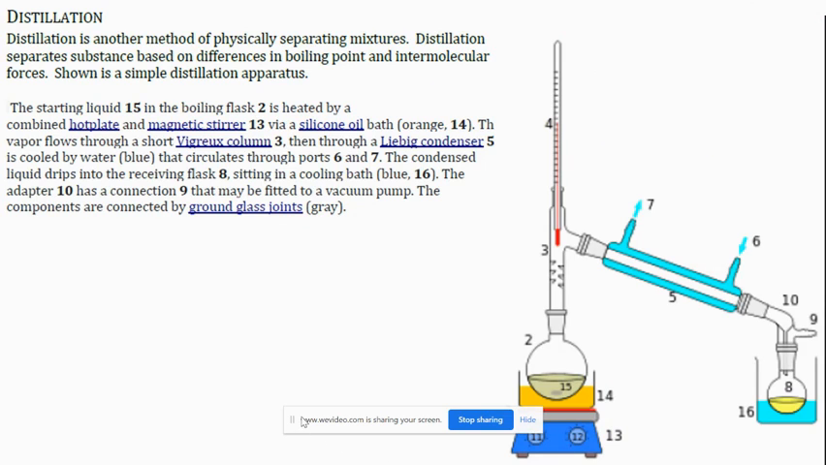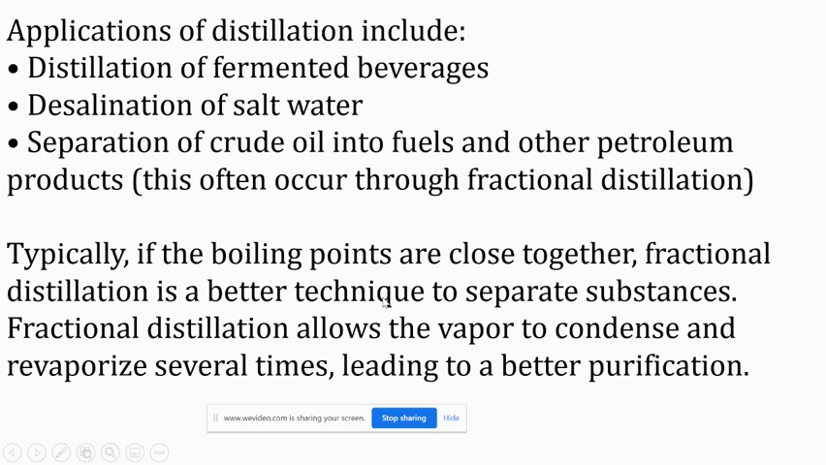Okay. Distillation is another way to separate liquids, and that's based on the different boiling points. And we talked about that briefly yesterday, so you can go back and watch that video from yesterday if you'd like.